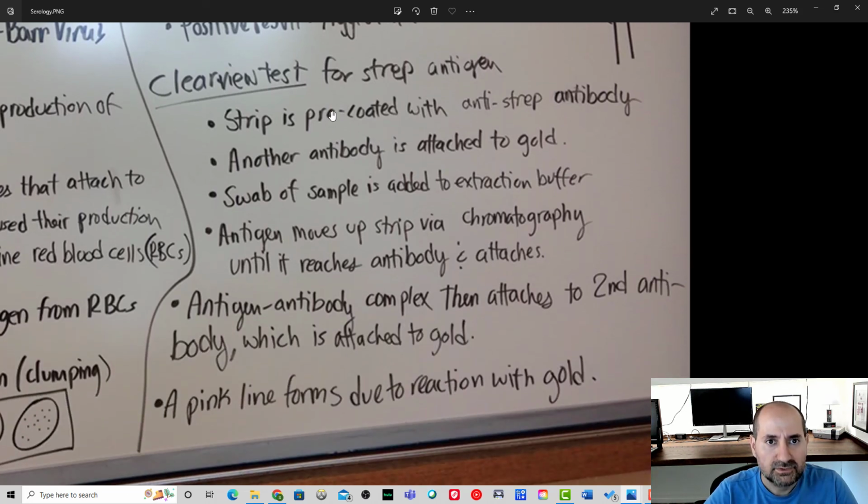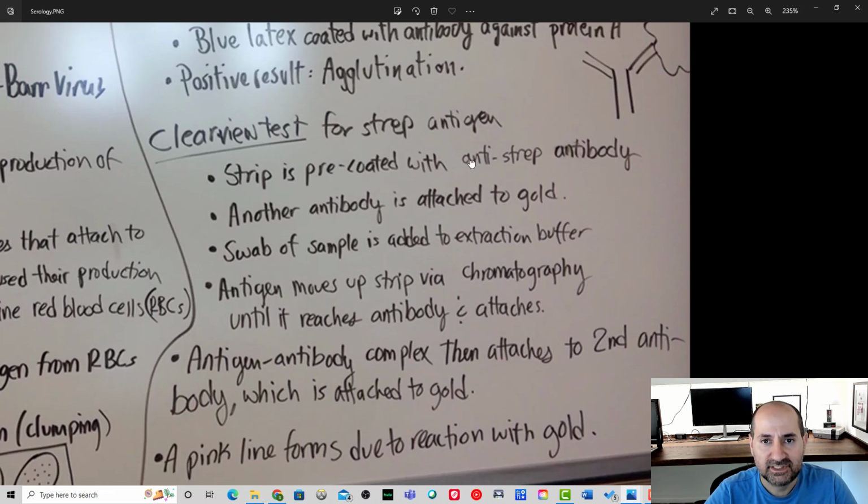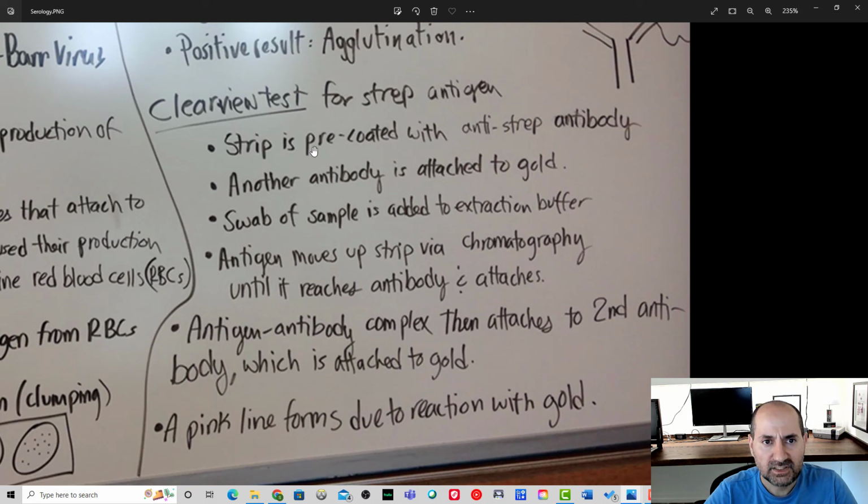Then there was the Clearview test for strep antigen. Remember, this was a test with strips. The strip is pre-coated with anti-strep antibody. Another antibody is attached to gold. This is your marker. You then swab a sample from the patient and then add that swab to the extraction buffer. The antigen moves up the strip via chromatography until it reaches the antibody that's already on the strip, and it will attach to this strip because it's attaching to the antibody on the strip.